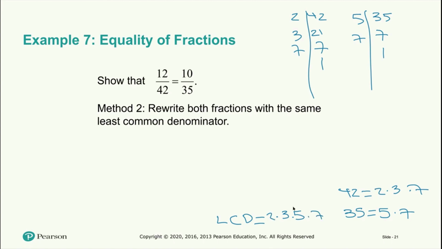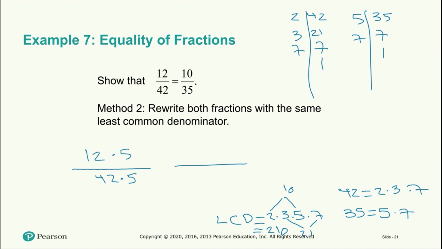Now, 2 times 5, we're going to use compatible numbers. 2 times 5 is 10. 3 times 7 is 21. So we can see that the LCD is 210. So I'm going to go ahead and write the first denominator as 42 times. Now you can actually see what 210 divided by 42 will be by looking at this prime factorization. Look, I know that 2 times 3 times 7 is the 42 part, so I need a 5. So times 5, that means I would have to do the same to the numerator and multiply it by 5.